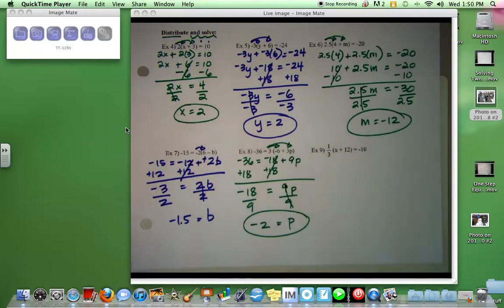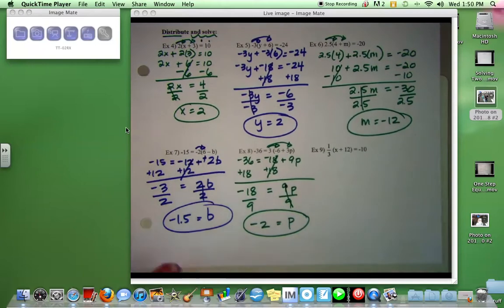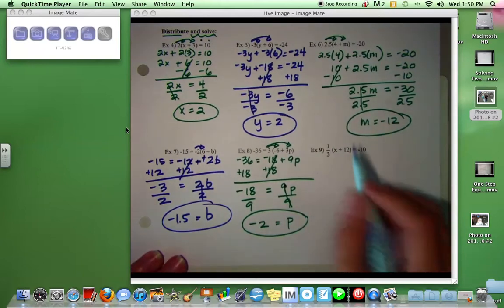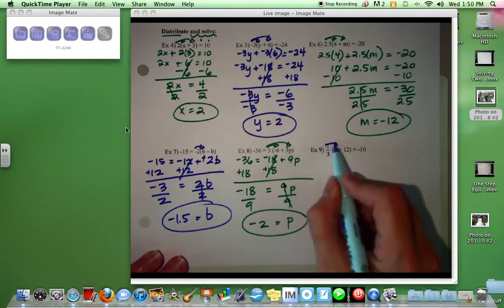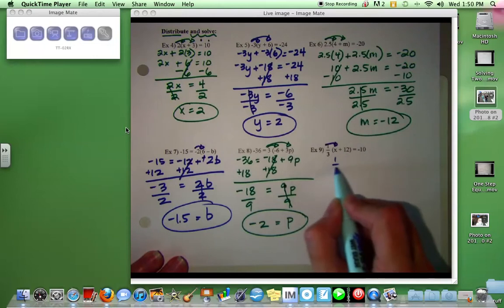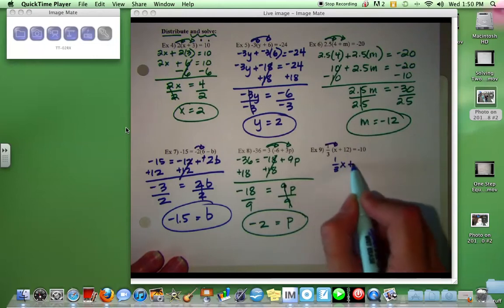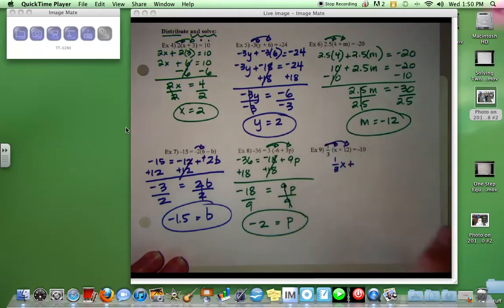Now you can circle the 1.5. Sorry. And then this one, example 9. We have 1/3 times x plus 1/3 times 12, which is 4.